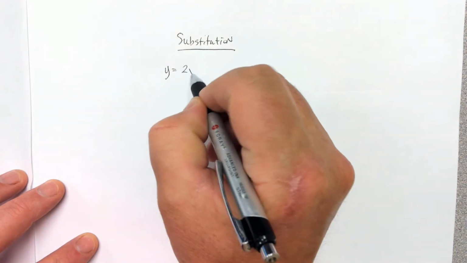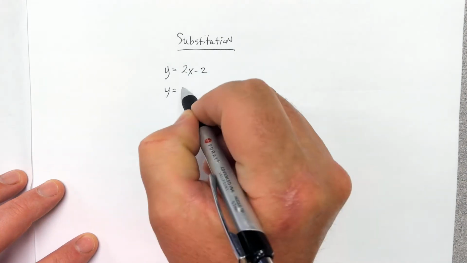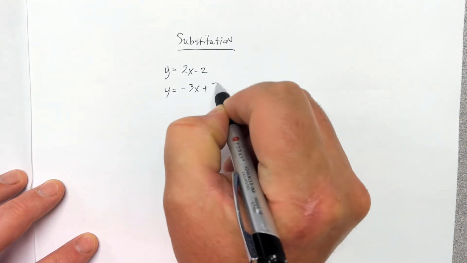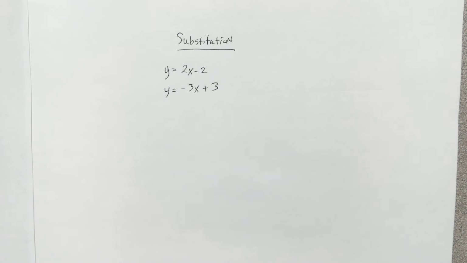y equals 2x minus 2. y equals negative 3x plus 3. Substitute just means to replace. Oh, we're using the same ones? Yeah, we're going to do the same one for all three kinds. And that way you see they all work.